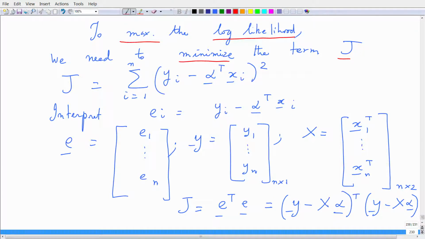Still, this is not easy for us to simplify, because we want to invoke matrix calculus. Now, you interpret this error e_i to be y_i minus alpha transpose x_i. This is a scalar quantity. We set up some vectors that will help us. Now, we stack the error observations for i going from 1 to small n, and I interpret this as an n by 1 vector.